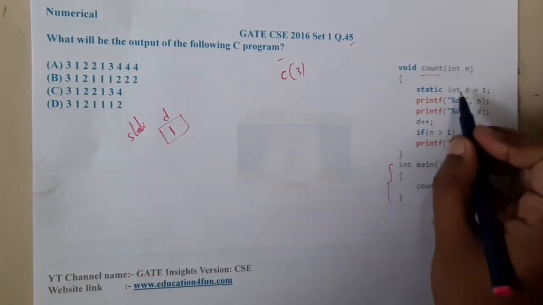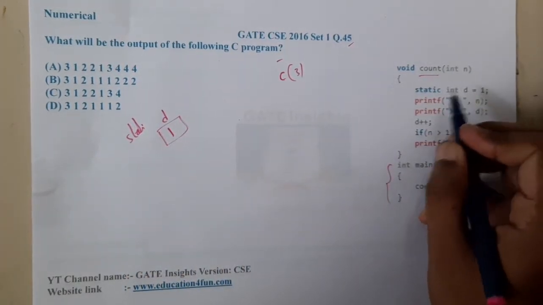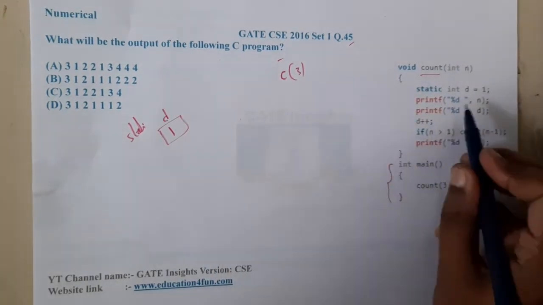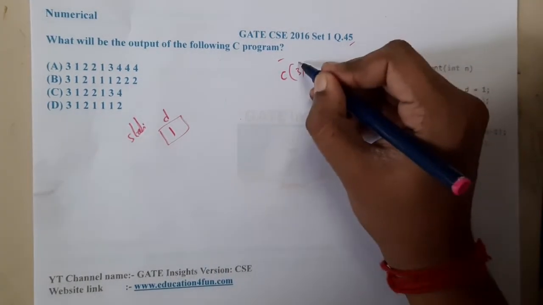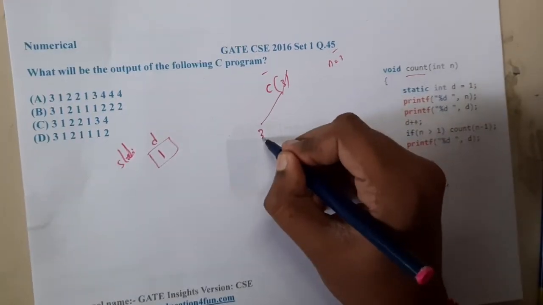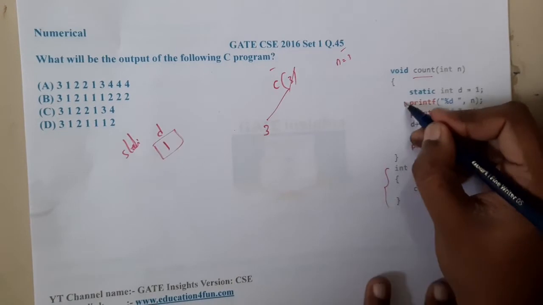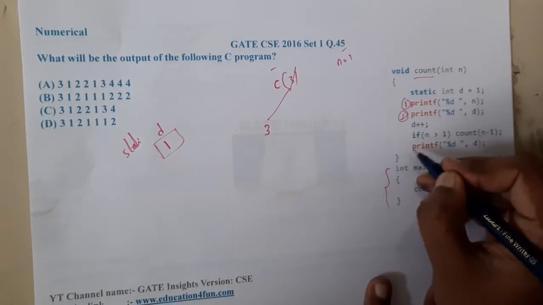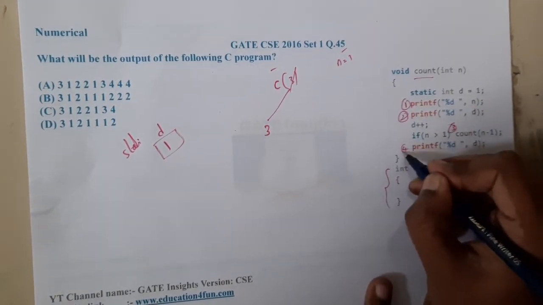We started, so we initialize the value of d equal to 1. Then we are printing the value of n. The value of n is 3 in this case, so you will be printing the value 3. If you want me to write the step numbers, I'll write them. This will be the third step and this will be the fourth step. Four steps are in total.